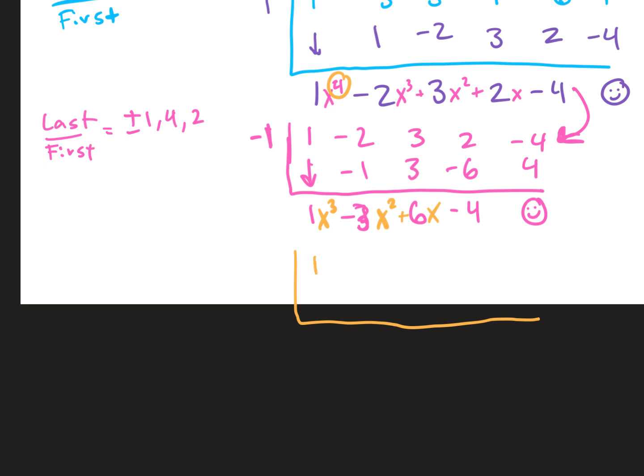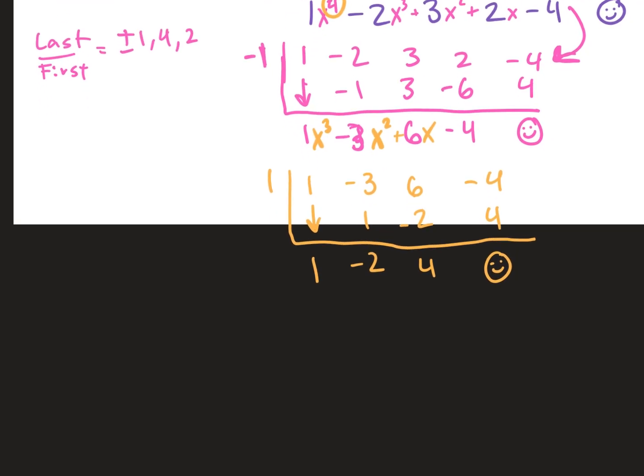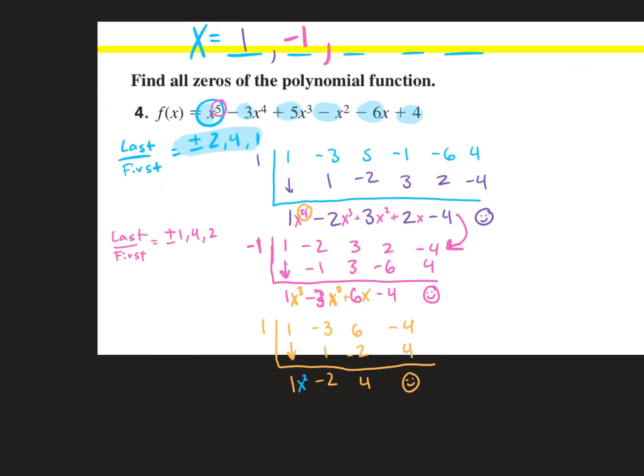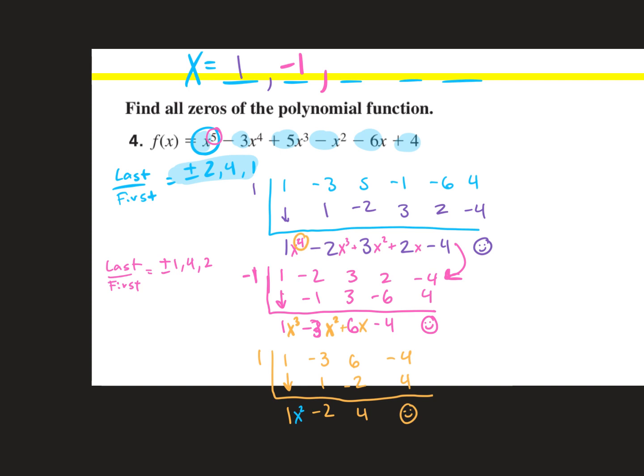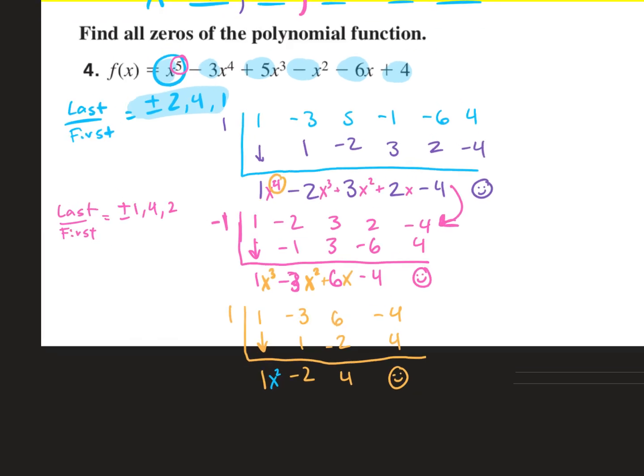So inside the box goes 1, -3, 6, and -4. Let's try 1 again. So drop down the 1, multiply, add, multiply, add, multiply. What do we get? 0. Could it just be 1, -1, 1? It could be. So we got x is equal to 1, so that's another answer.